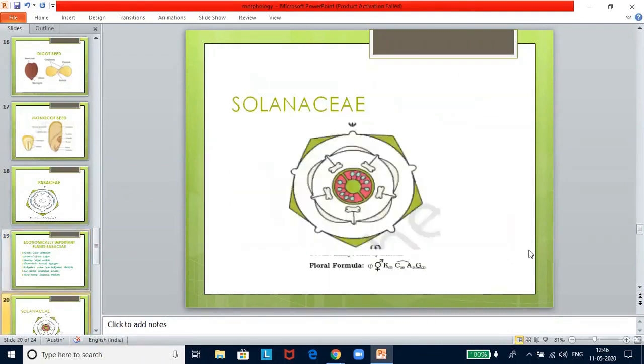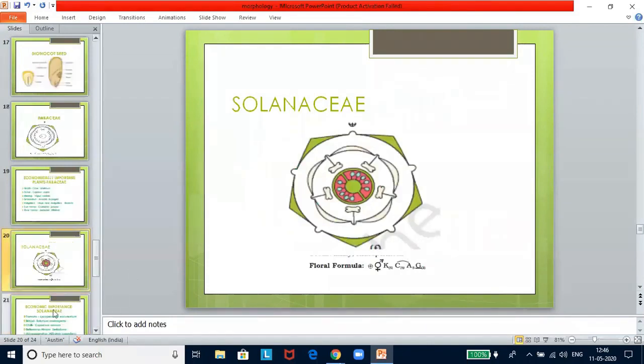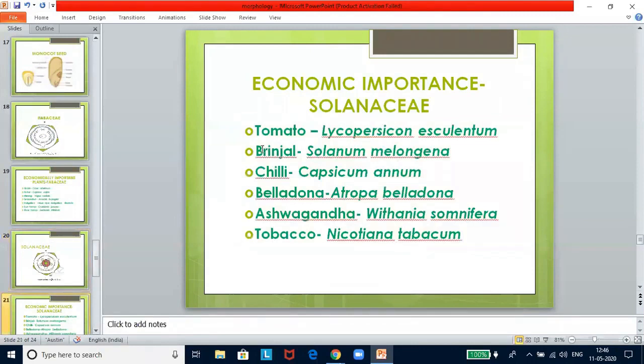Now Solanaceae. Again, this floral formula and floral diagram is very important. You have to learn it because they will not ask for the families directly. They will give you some example, for example, the floral diagram of brinjal is. They will give you different floral diagrams and ask you to identify. Then you have to look at which one suits Solanaceae, and you should be able to pick it up and write. Similarly, now let us look at economic importance.